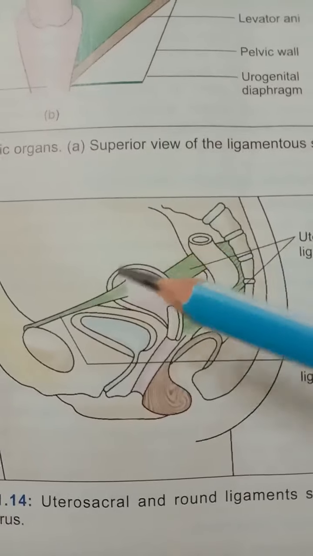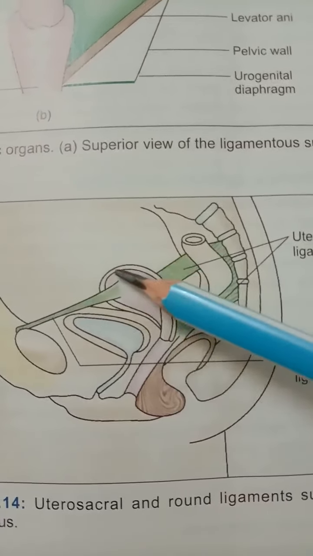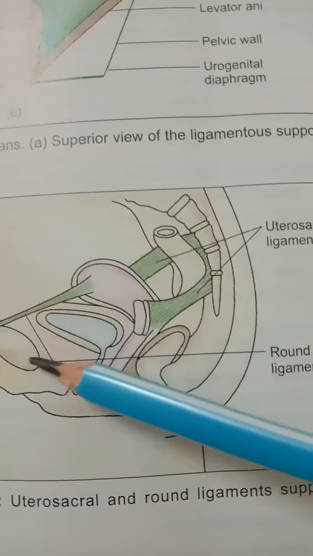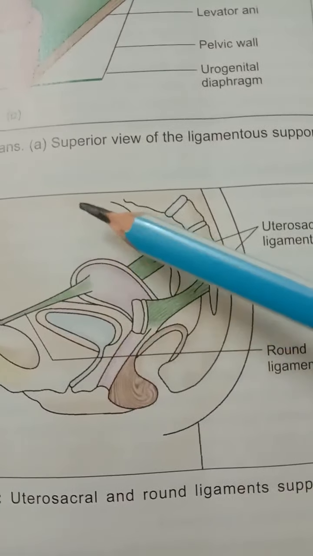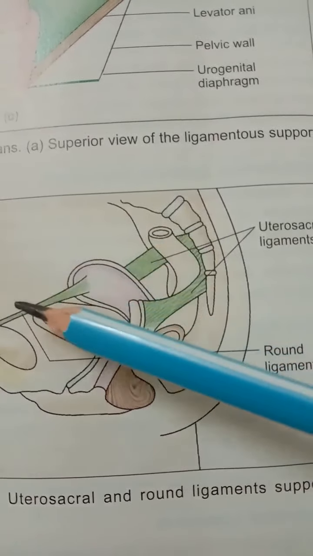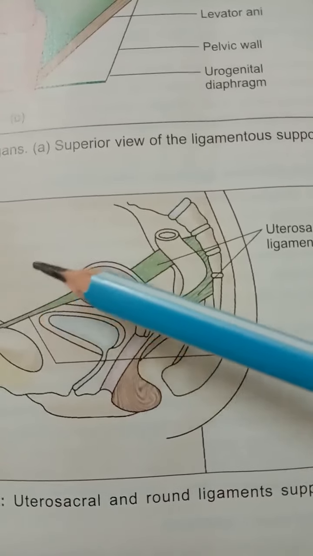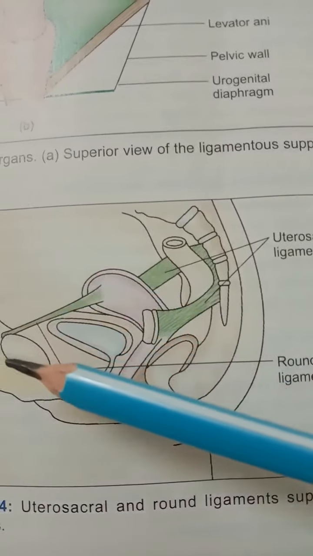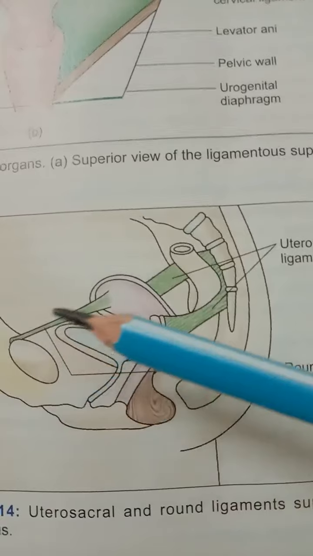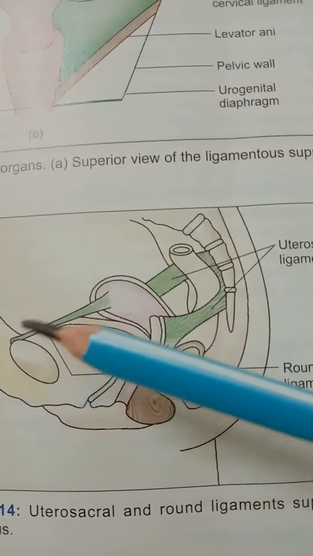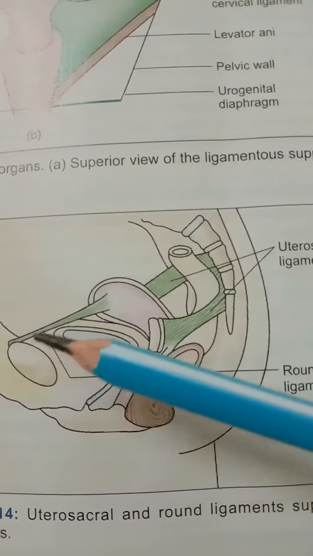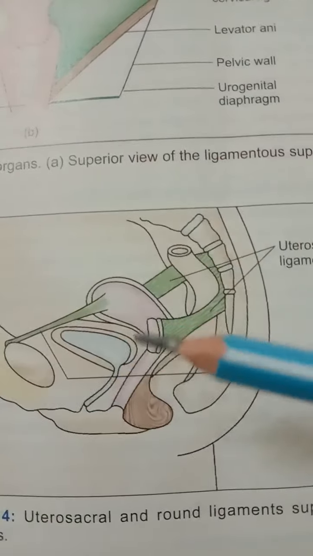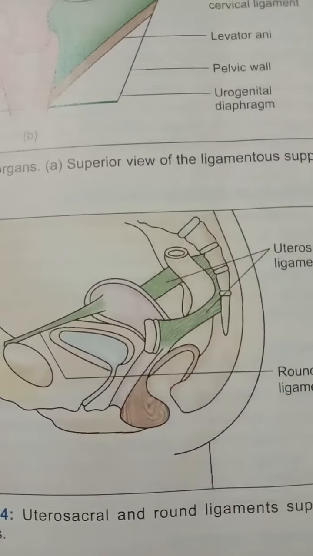Each ligament begins from the lateral angle of the uterus, so here, and passes forwards and laterally between the two layers of the broad ligament and enters into the deep inguinal ring after winding around the lateral side of the inferior epigastric artery, travels into the inguinal canal and emerges through the superficial inguinal ring and splits into numerous thread-like fibrous bands which merge with the fibroareolar tissue of the labium majus. So that is the round ligament of the uterus.